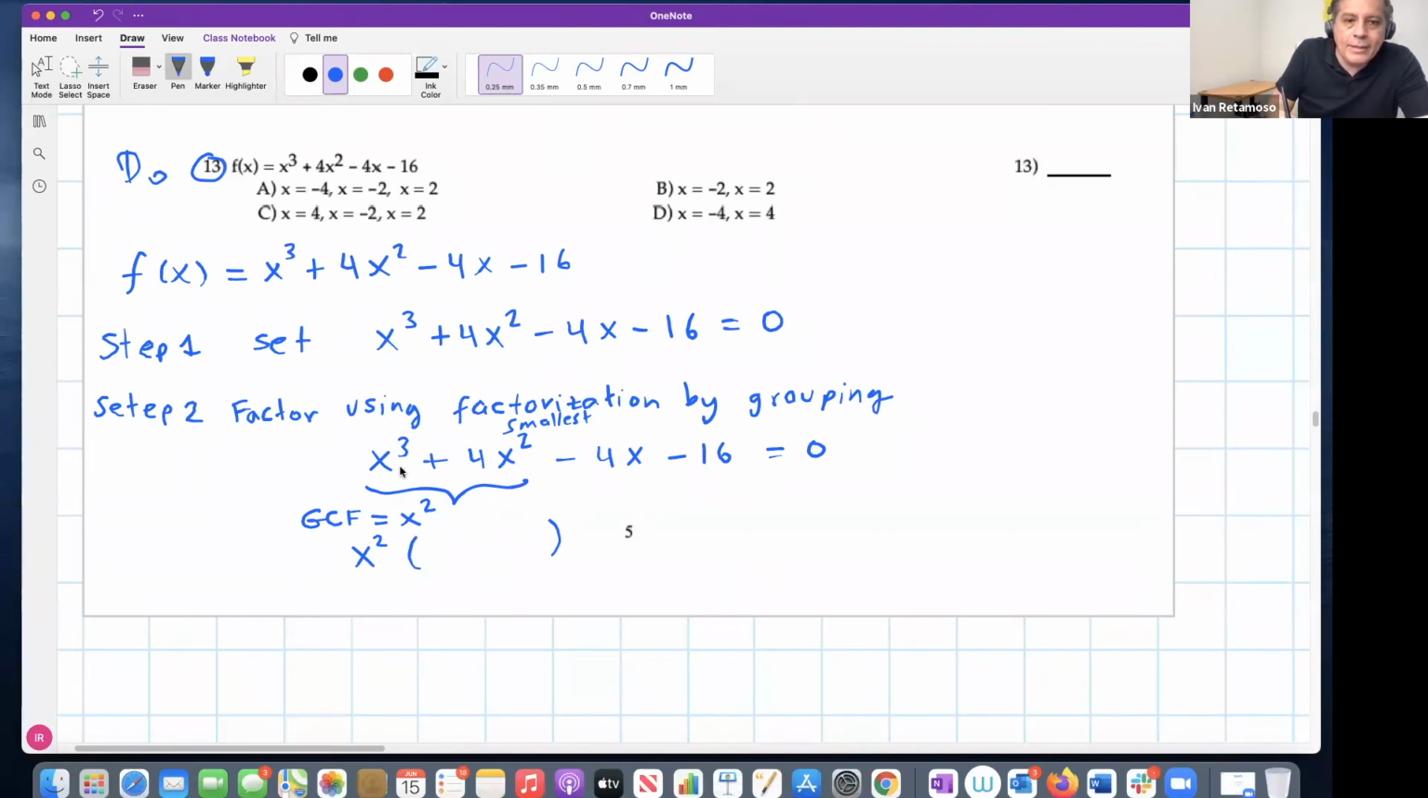If you factor out x squared, what is left inside the parentheses? x squared into x cubed, subtracting the exponents, is just x to the first power, x, right? Plus x squared into 4x squared. x squared into x squared is 1. This is just 4, right?